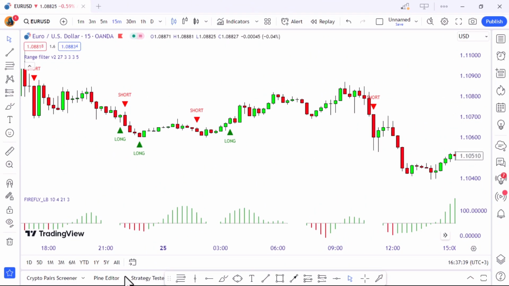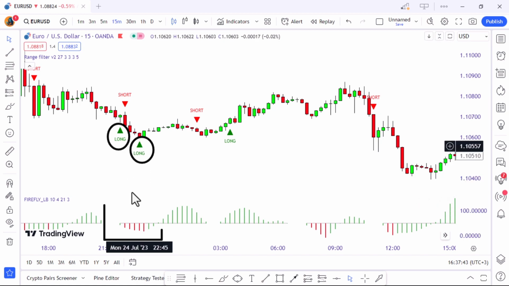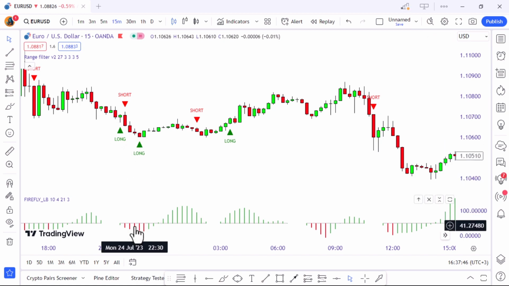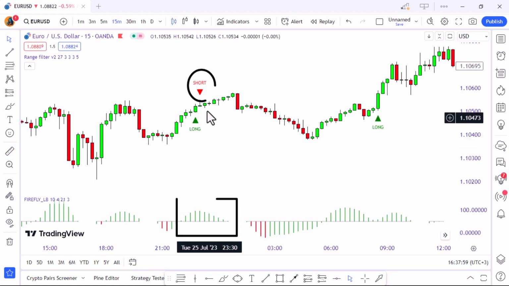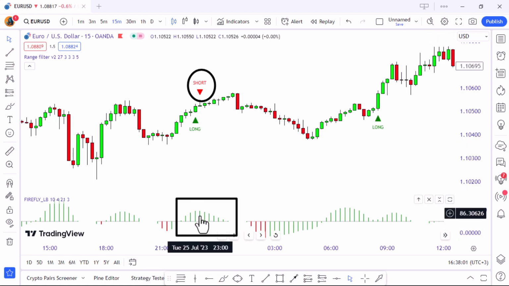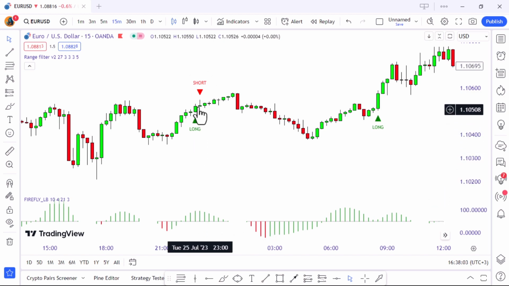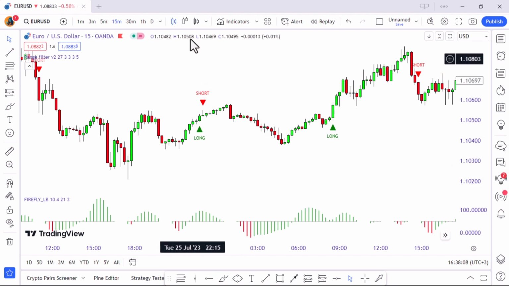For example, check out the long signal when the market dipped. The Firefly Oscillator effectively ruled out the lower quality setup. The same goes for the subsequent short signal, which was accurately filtered because the market didn't move much in that direction. But here's the icing on the cake.